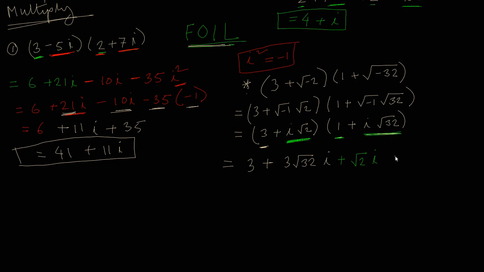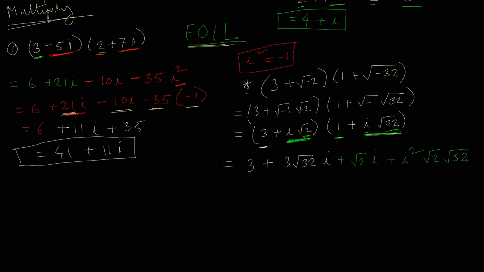So let's do it one by one. So it is going to be what? i times i is i squared, and then square root of 2 multiplied by square root of 32. So it is square root of 2 multiplied by square root of 32.